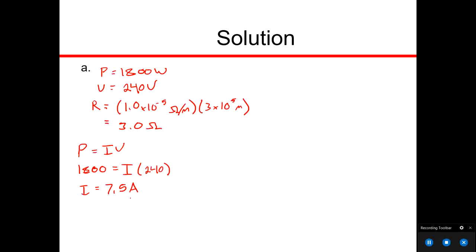Now remember, resistance is a constant here. The resistance of these wires doesn't change. So what we're altering is a play between the voltage and the current. So a low voltage will mean a high current. A high voltage means a low current.